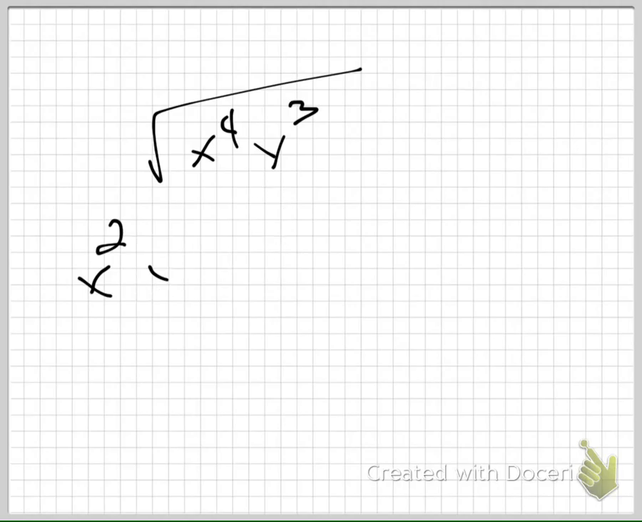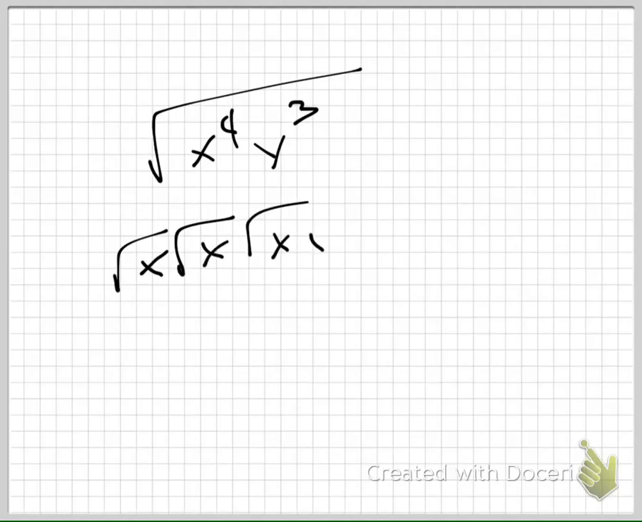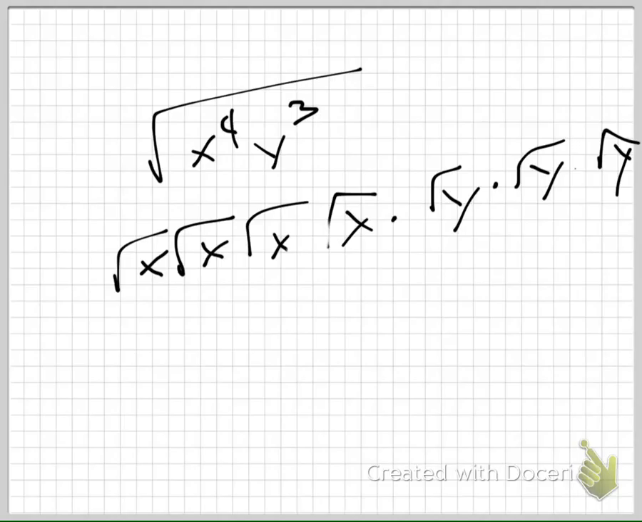Do I need to break that one down all the way? I will. This is square root of x, times square root of x, times square root of x, times the square root of x. Right? We all got that? Times square root of y, times square root of y, times square root of y.